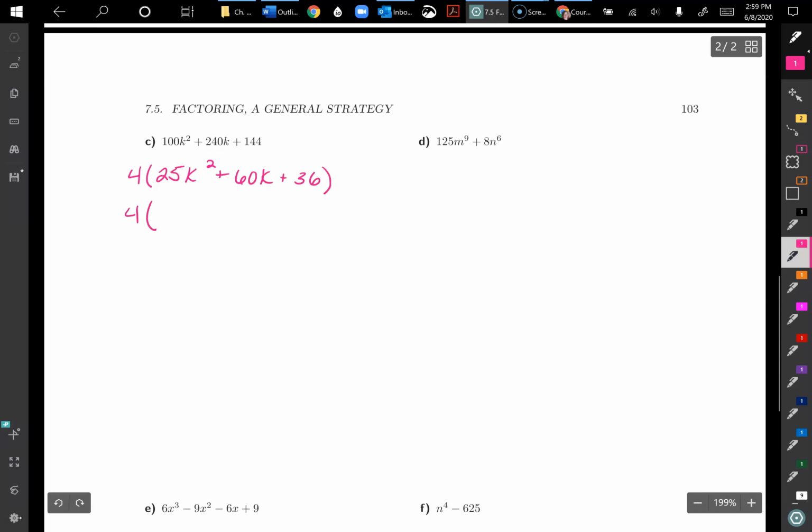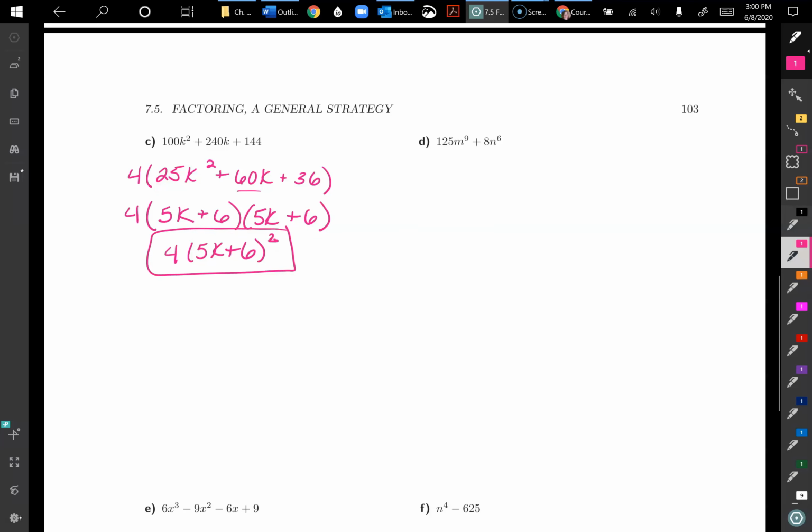Then I still have a perfect square trinomial that I can factor. So I would have 5k plus 6 times 5k plus 6. Just to double check, I would have 30k plus 30k, and that would give me the 60k I need. And I would write that a little more condensed as 4 times 5k plus 6, all squared. So that would be my answer.